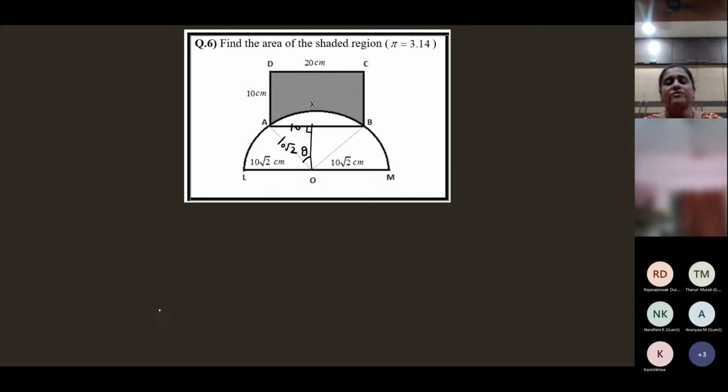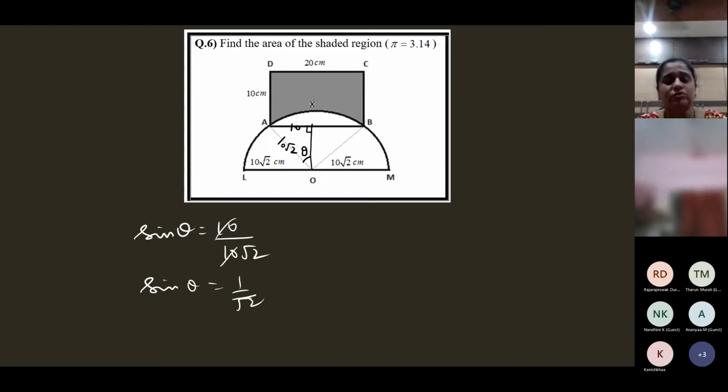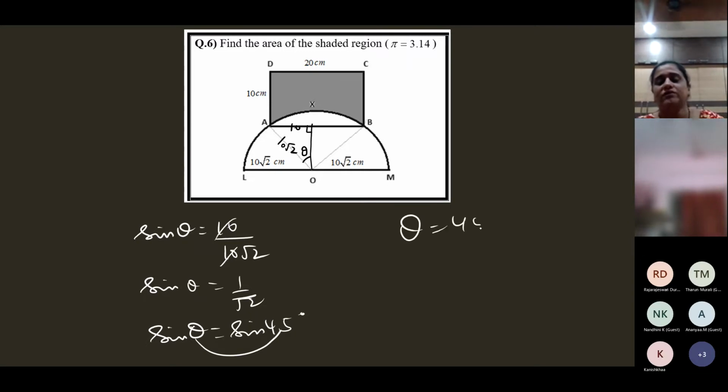Which ratio connects the opposite and hypotenuse? Sin theta. Sin theta is equal to opposite 10 by hypotenuse 10 root 2. So sin theta is equal to 1 by root 2. Cancel. 1 by root 2. So when is it 1 by root 2? Sin 45. Sin theta is equal to sin 45 degrees. 1 by root 2 is sin 45. So theta is equal to 45 degrees.